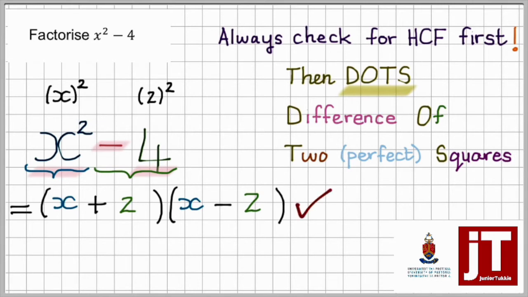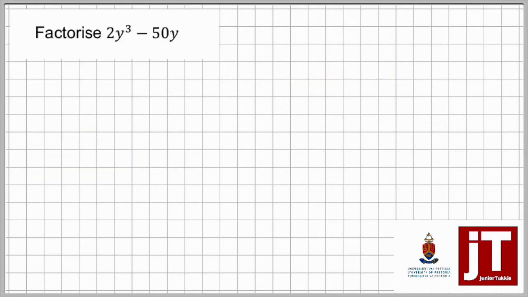Grade 9s, if ever you want to check if your answer is correct, you can always do the opposite of factorizing, which is to simplify. And if you end up with the expression in the question, you know that you've factorized correctly. The next problem reads, factorize 2y to the power of 3 minus 50y.